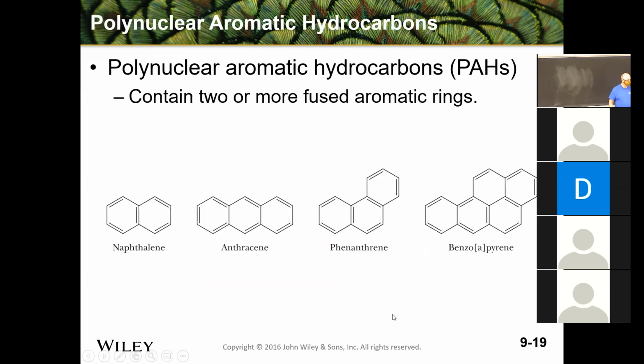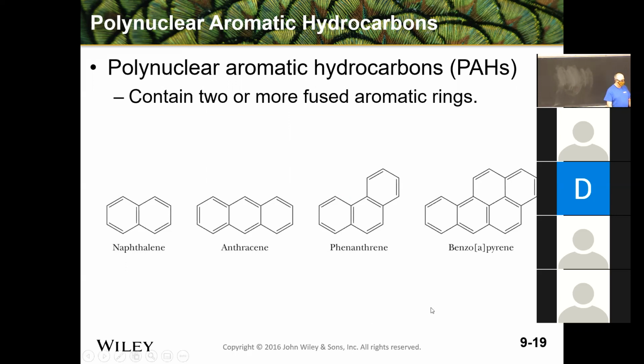Okay, here are some polynuclear aromatic hydrocarbons, or PAHs. These contain 2 or more fused aromatic rings. Naphthalene is a white, waxy solid at room temperature, and it has been used in mothballs. Some of you are probably familiar with the odor of mothballs. I hate that smell.